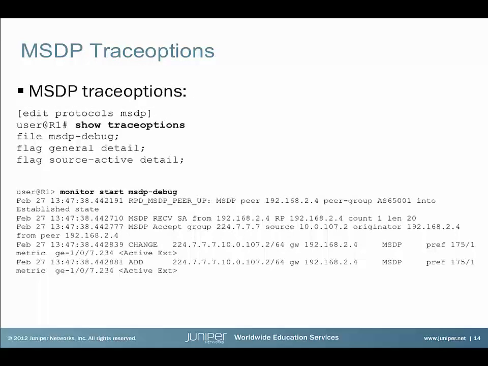To troubleshoot MSDP, you can enable trace options under the edit protocols msdp hierarchy. By monitoring the file, you can look at the detailed protocol exchanges. The example on the slide shows an MSDP session being established and an SA message being accepted.